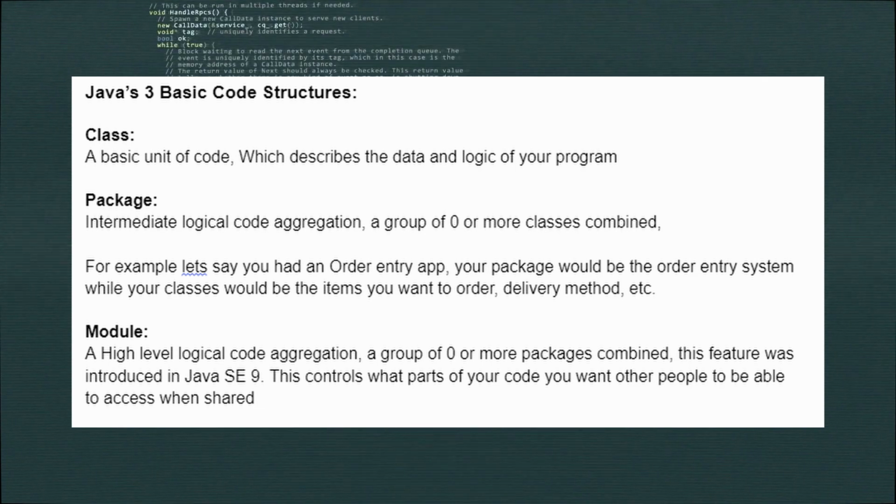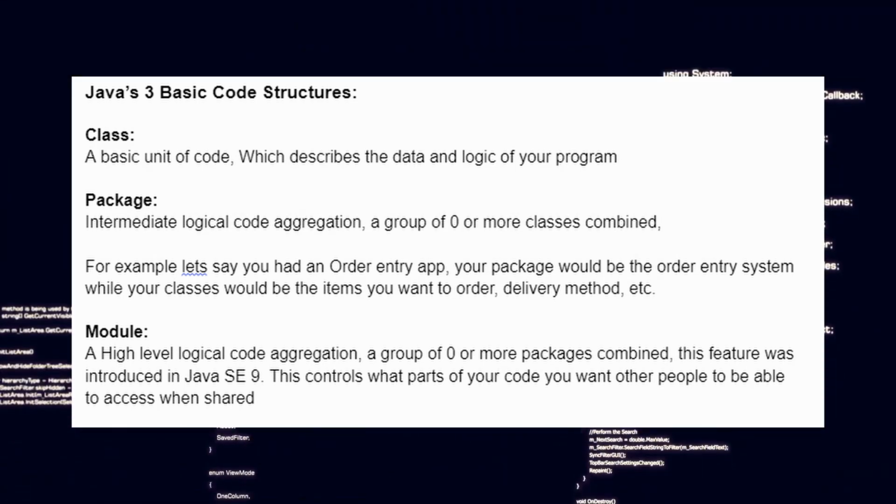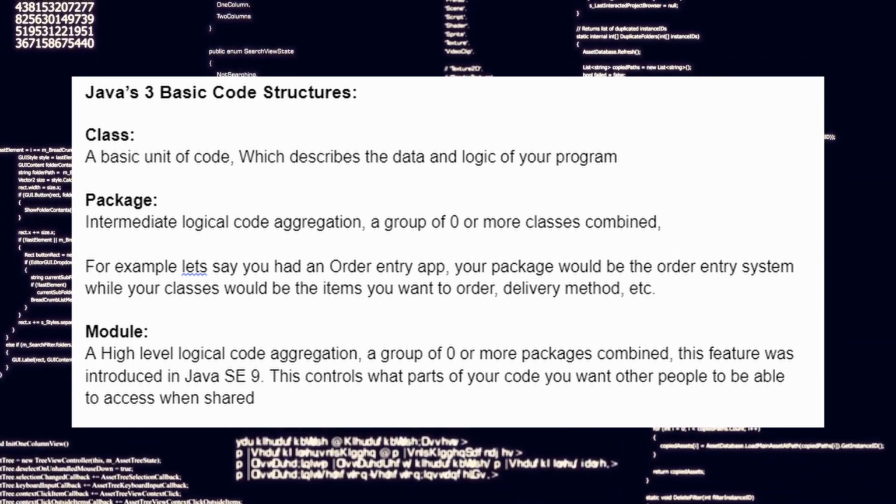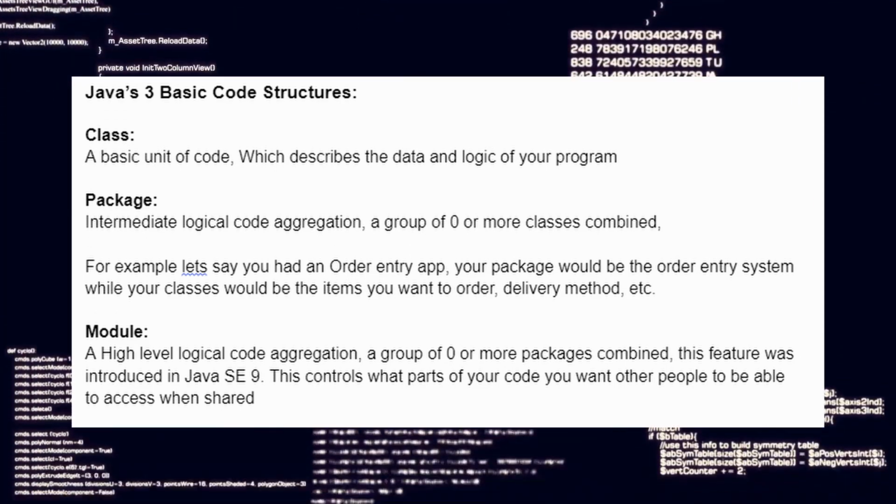And then module is a high-level logical code aggregation, which just means a group of packages combined. This feature was introduced in Java SE 9, and this controls which parts of your code you want other people to be able to access when it's shared.